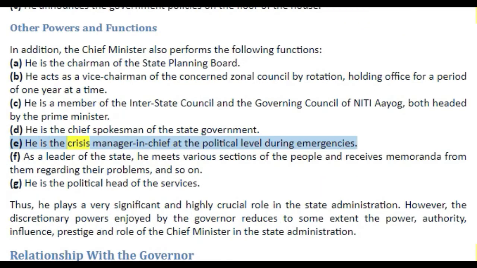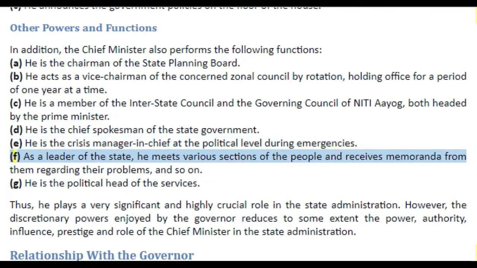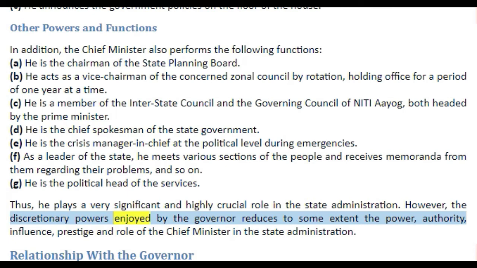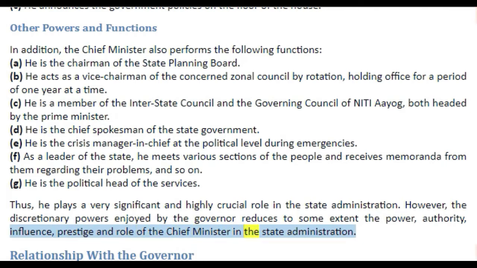E. He is the Crisis Manager-in-Chief at the political level during emergencies. F. As a leader of the state, he meets various sections of the people and receives memoranda from them regarding their problems, and so on. G. He is the political head of the services. Thus, he plays a very significant and highly crucial role in the state administration. However, the discretionary powers enjoyed by the Governor reduce to some extent the power, authority, influence, prestige and role of the Chief Minister in the state administration.